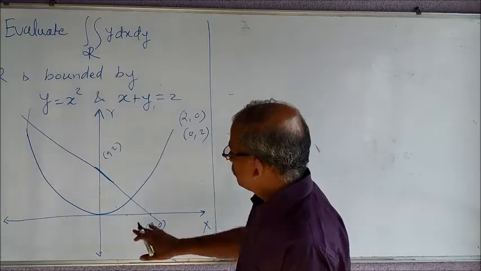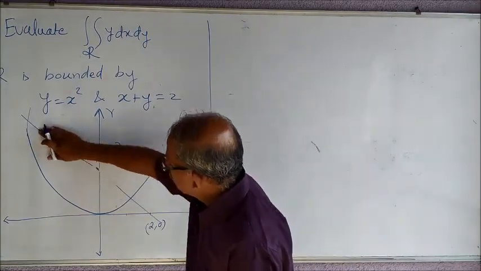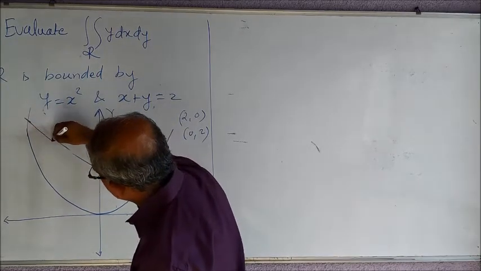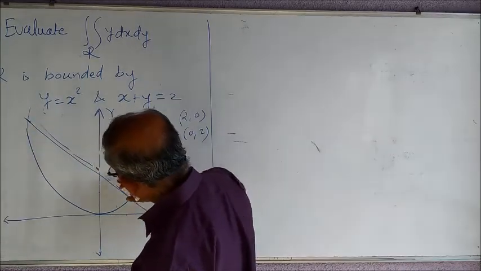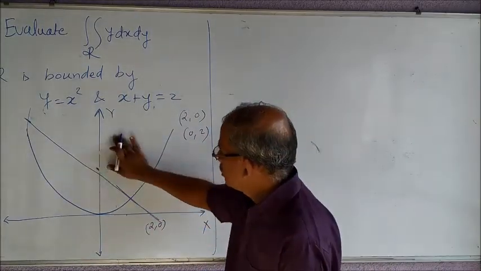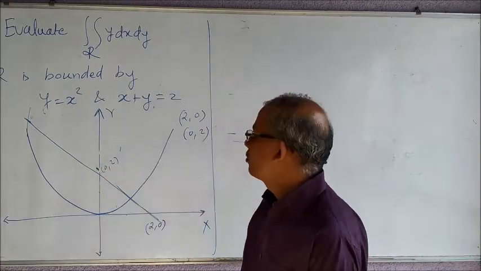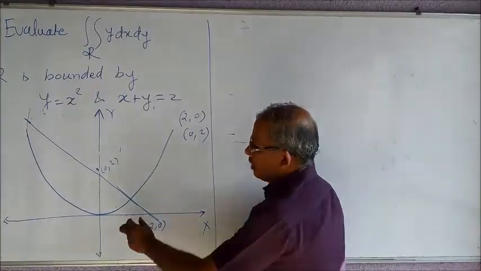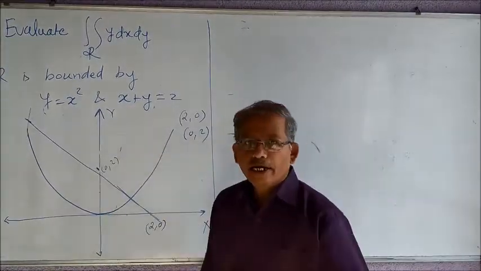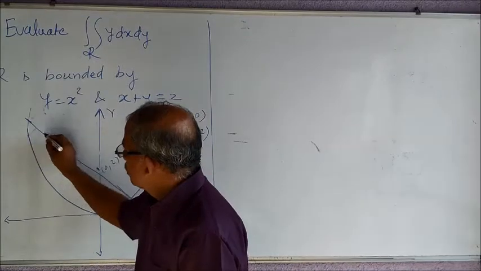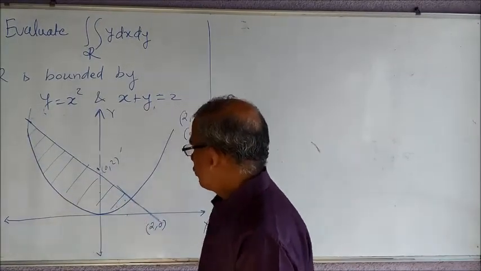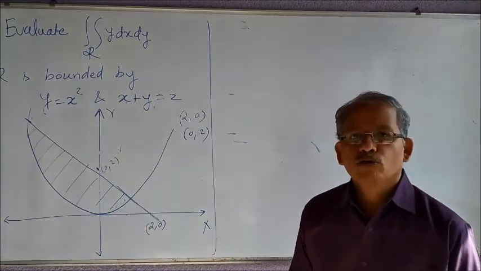Now, if you remember, previously we have solved one problem where the same picture is there, but we have given a point in the second quadrant. So this is say 0 comma 2. Only we have calculated this much area, that is in the first quadrant. Now we are calculating the entire area, which is trapped between the line and the parabola, right?